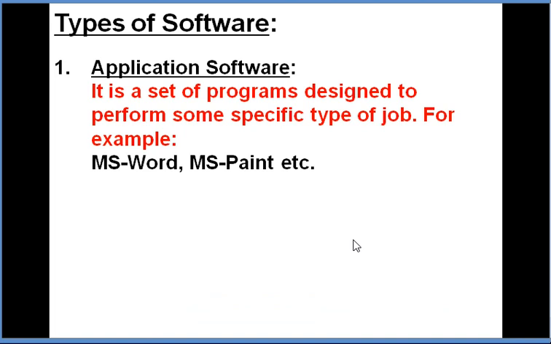Let us talk about the types of software now. There are two types of software. The first one is called application software. Application software is a set of programs designed to perform some specific type of job. For example, MS Word, which is used to create documents, MS Paint, which is used to draw, to paint, etc.